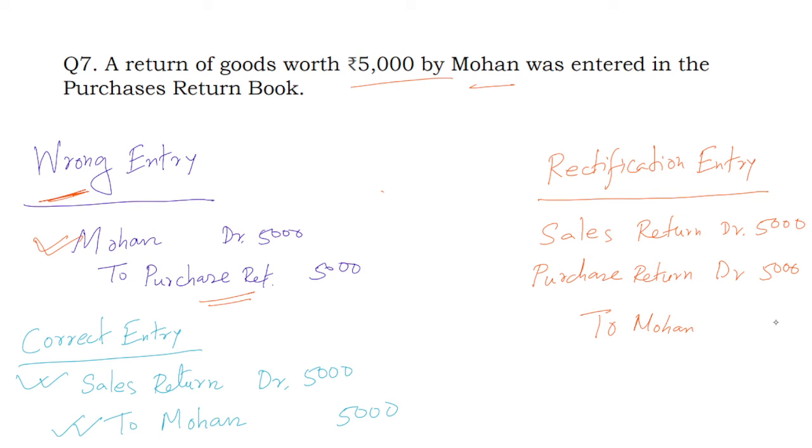Mohan, how much? 5,000. Okay. So for example, 5,000 we have written. Again, this correct entry we have to make. Again, we have to write Mohan. So generally we do not write Mohan twice. We can write like this: Mohan.